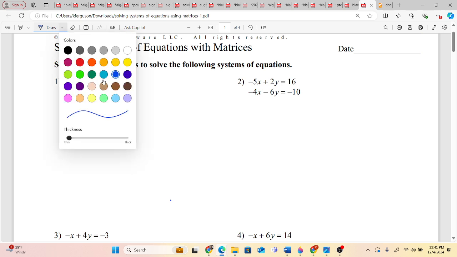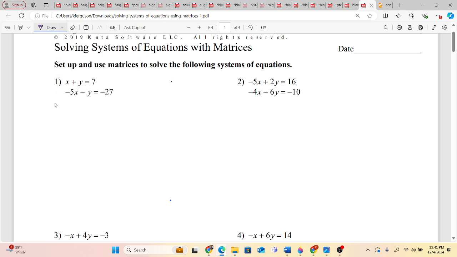Matter of fact, let's use some different ink. Let's use purple for that. Okay, so matrix form. I'm going to write this sort of out of order just so you can understand what I'm doing. The first thing I'm going to do, I've got an X and a Y, two variables, so I'm going to give myself a matrix that is just the variables. Then I'm going to set it equal to a matrix with the answers, 7 and negative 27.